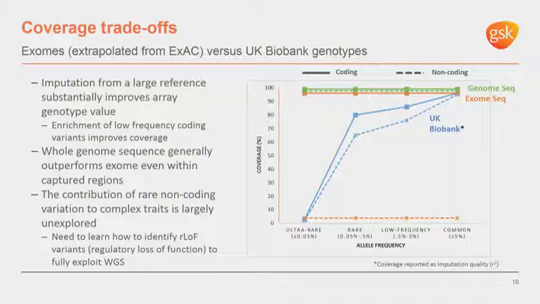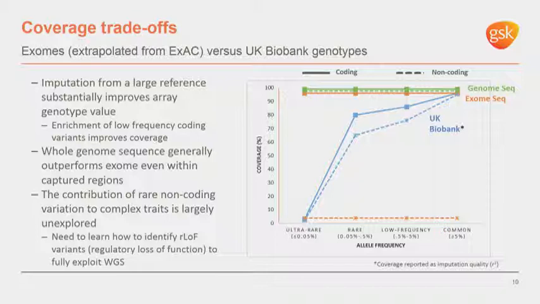Even though we can do this imputation, there are trade-offs in sequencing versus genotyping. You see those trade-offs most starkly when you want to get down into those variants that are at lower frequency in the population. What I've plotted here is, in green, the coverage of all variation by genome sequencing; in orange, the coverage by exome sequencing; and in blue, the coverage that we have for coding and non-coding variation in UK Biobank with the imputed data that were provided last year.